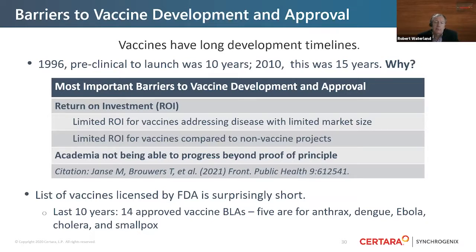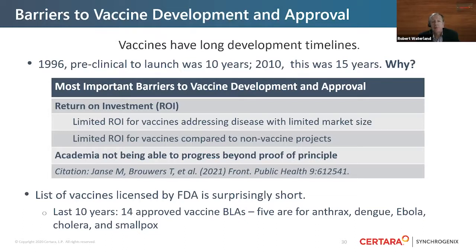So the pharmaceutical industry has the view that there's limited return on investment for vaccines that address diseases that very few people get. And in addition, there's a limited return on investment for vaccines compared to non-vaccine projects. That's an opportunity cost kind of argument, if you like. Academia, on the other hand, noted that it had become very difficult to progress advanced vaccines beyond proof of principle.